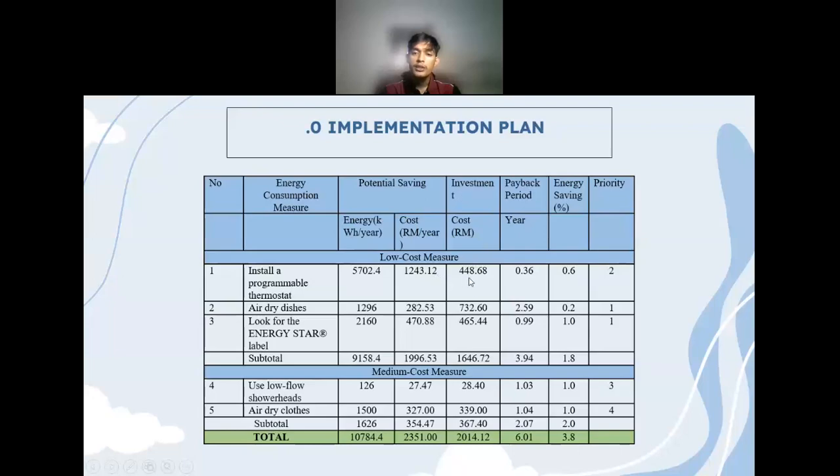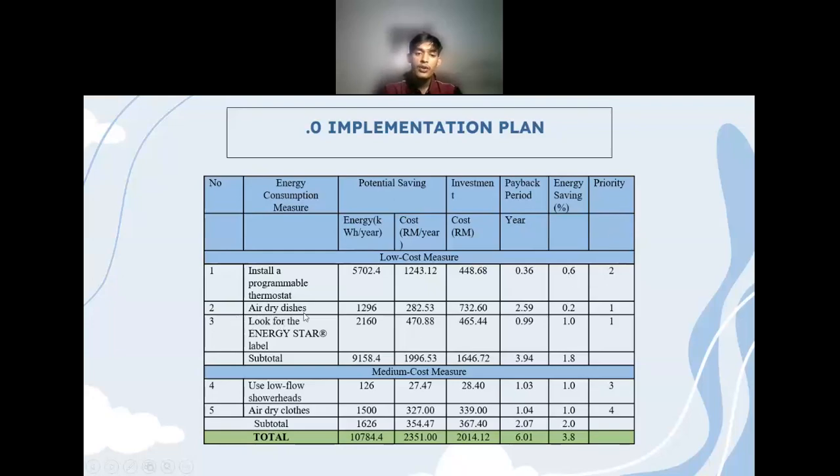The investment is 448 ringgit and 68 cent. Payback period is 0.36 per year and the energy saving is 0.6 and priority is 2.